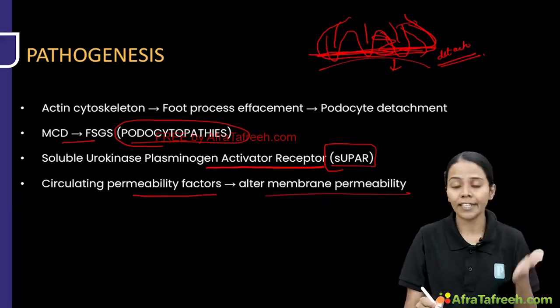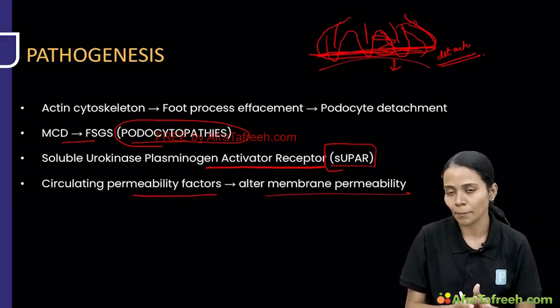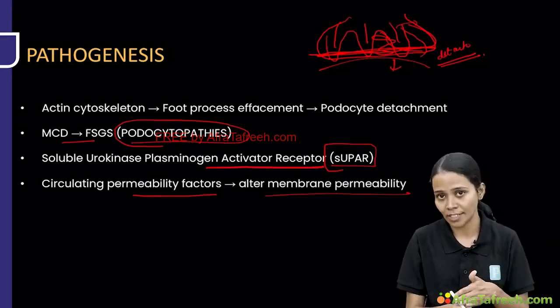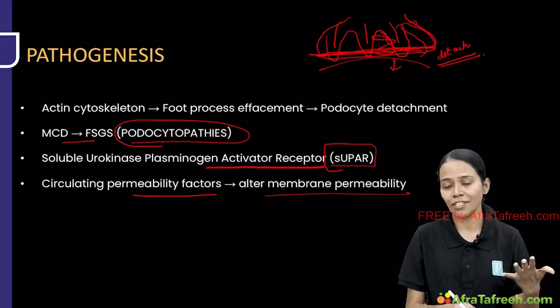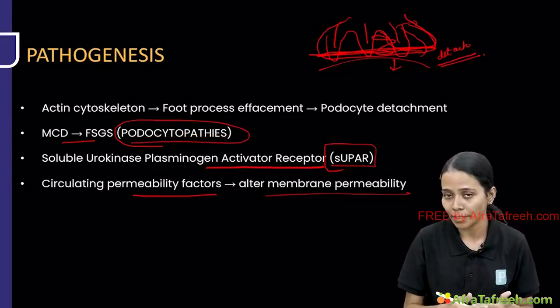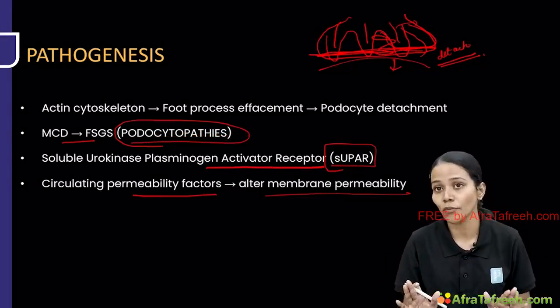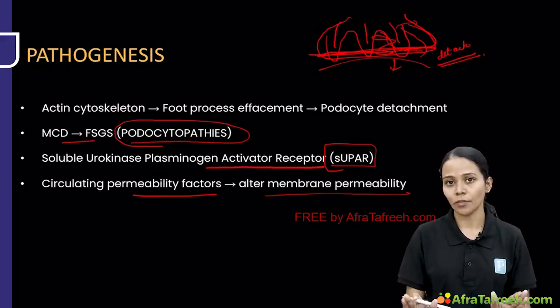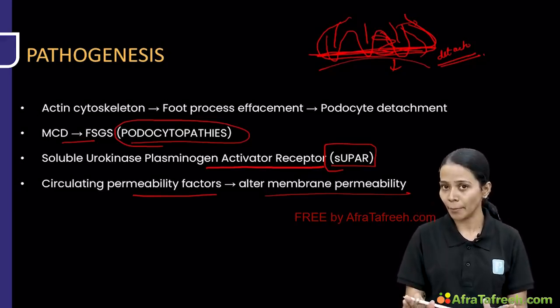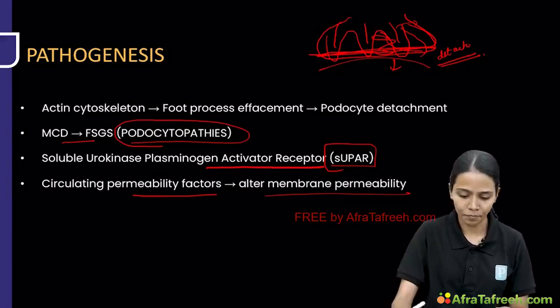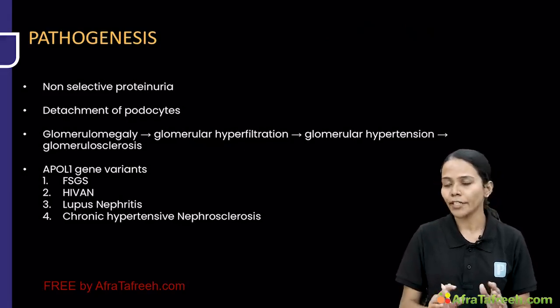How they detected that this circulating factor is important is in post-transplant, when the patient has recurrence of FSGS, by doing plasmapheresis and removing the circulating permeability factor, it was found that the patient goes into remission. So because of this, it was found that suPAR is the circulating permeability factor which is important in the pathogenesis of FSGS.